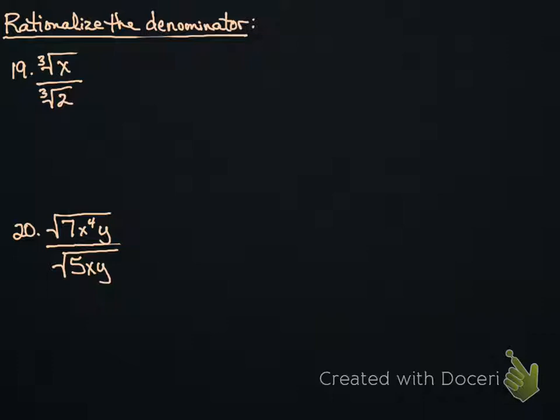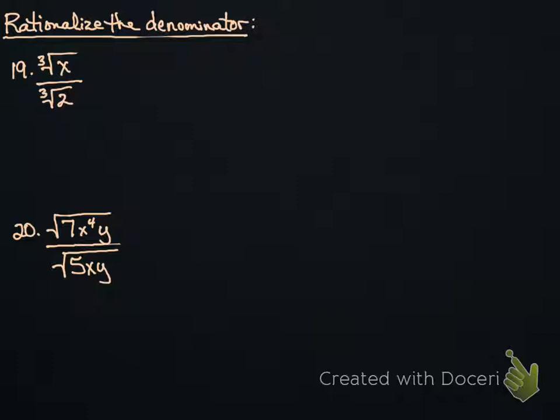Rationalizing the denominator. Remember, it means that we've got to get rid of the radical underneath. The only way we can get rid of the radical is if every term under the radical has the same exponent number as the index number.